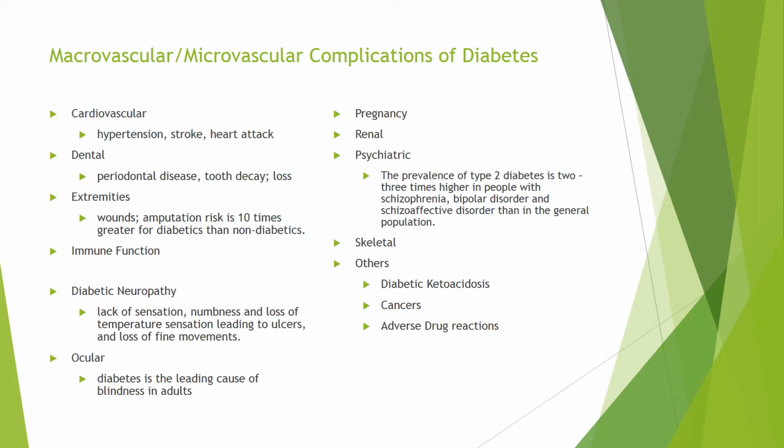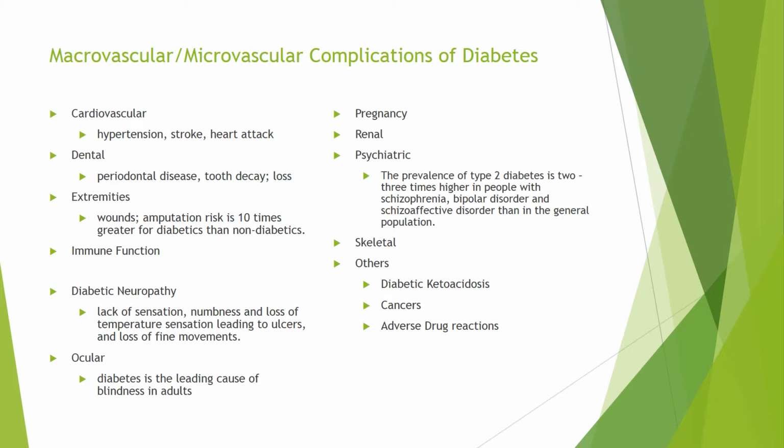Pregnancy, it can cause the birth of rather large babies who are at risk of developing diabetes. And it also affects the kidneys or the renal system, leading to kidney failure in many cases.